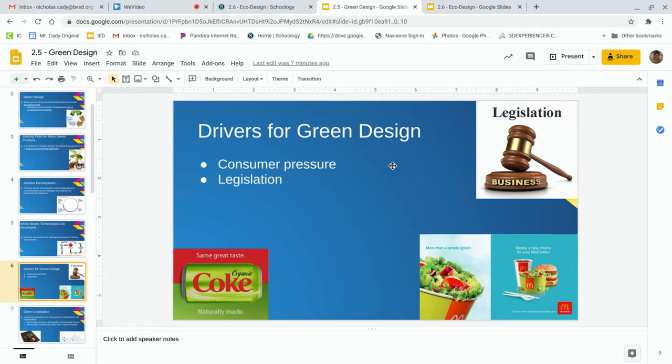Drivers for green design. Okay, why would we want to do green design in the first place? Sometimes it's because of consumer pressure. The consumer wants a new, better product. Or sometimes it can be because of legislation. Maybe the government, our leaders, decided this has to happen. Maybe it's like a tax on plastic bags at the grocery store.